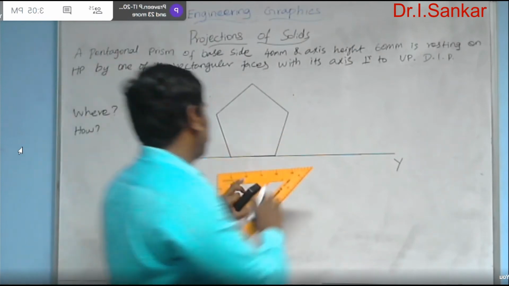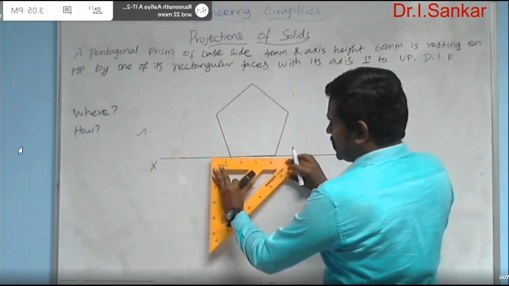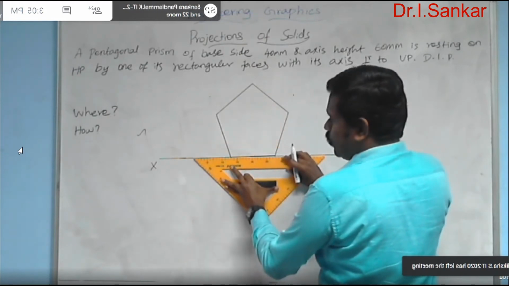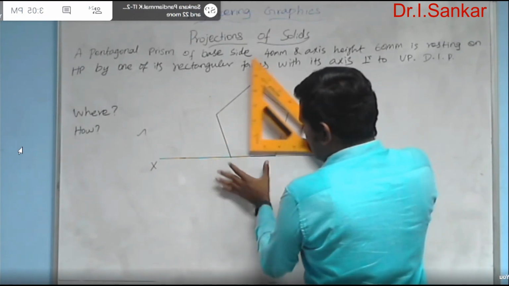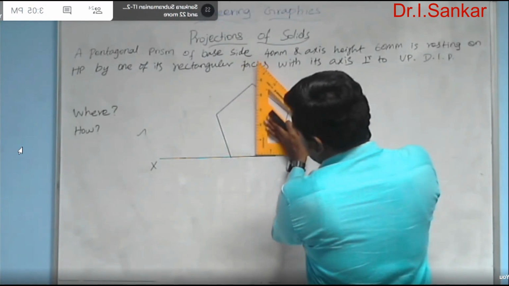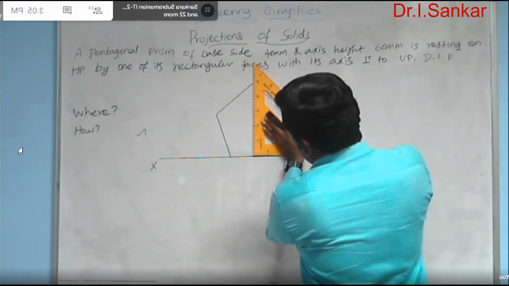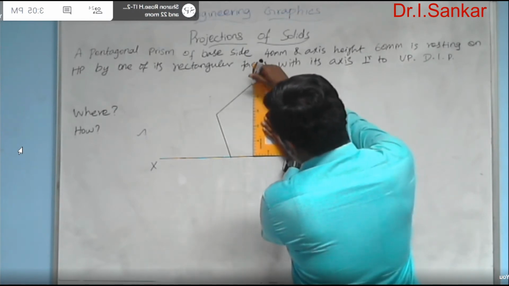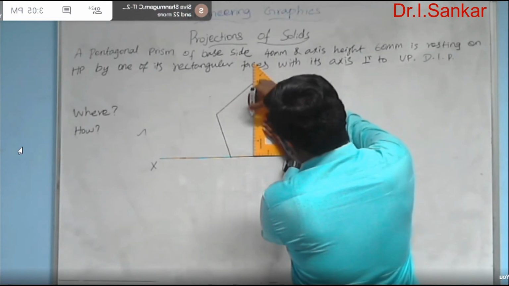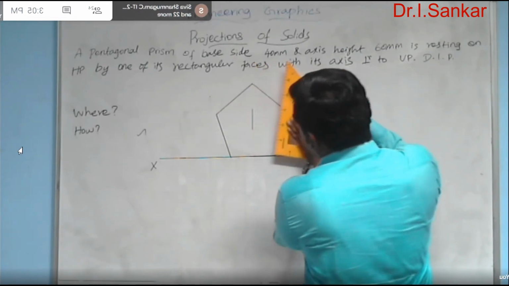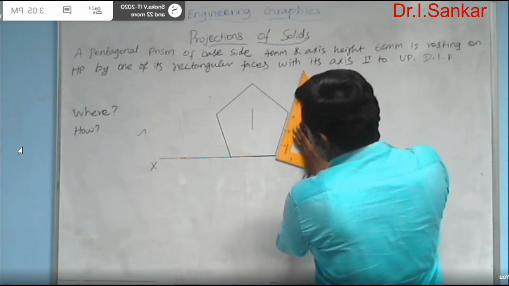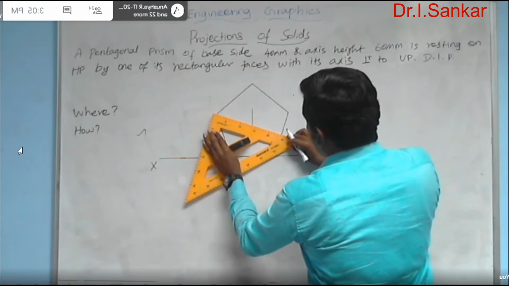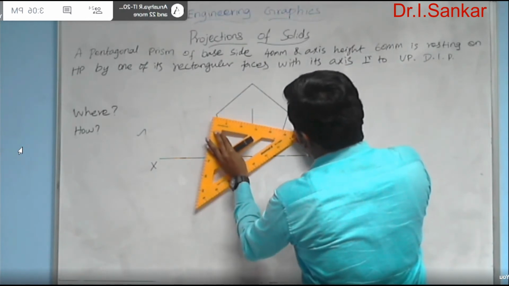From your drafter, make one scale of your drafter parallel to any one side of your pentagon. Say I am taking this side. From this side, probably from its center, you have to draw a light line towards the opposite corner. In the same way, make your drafter in line with some other side, and towards the opposite corner you can draw a line.